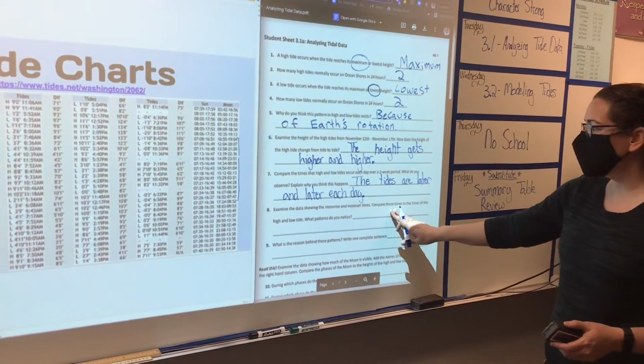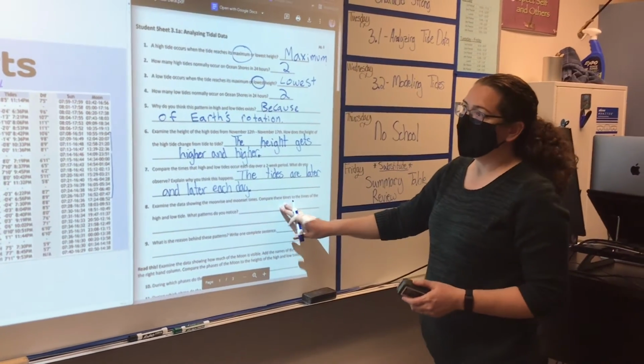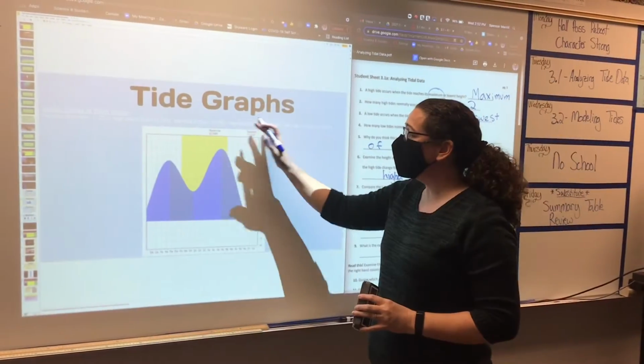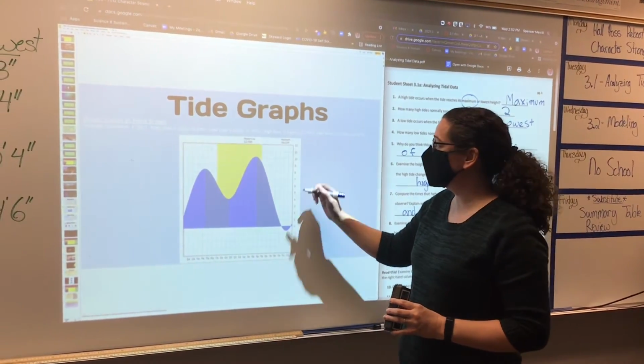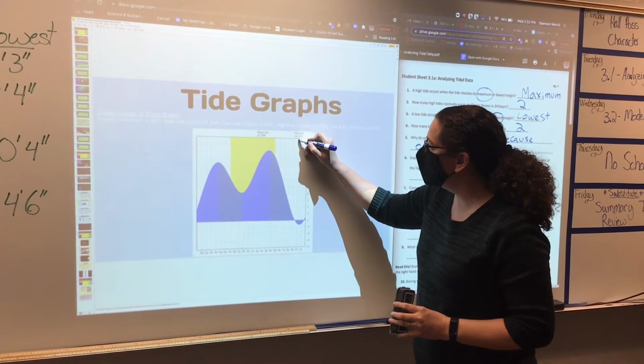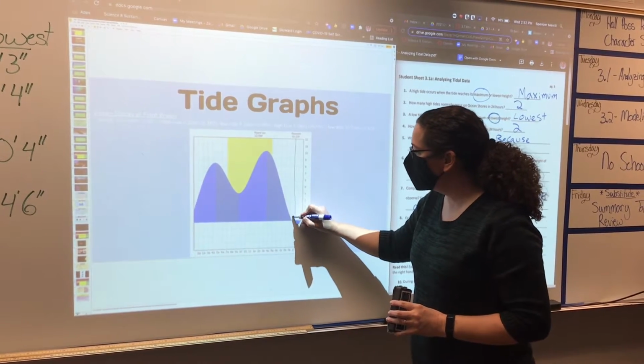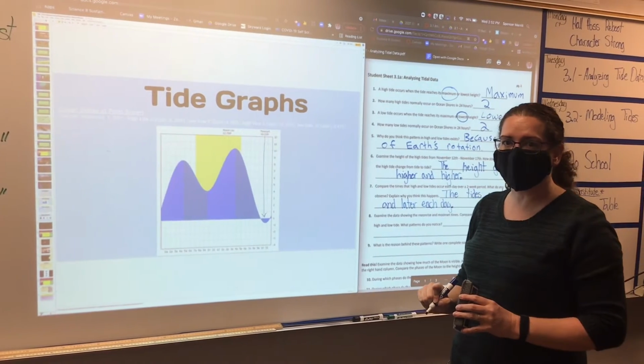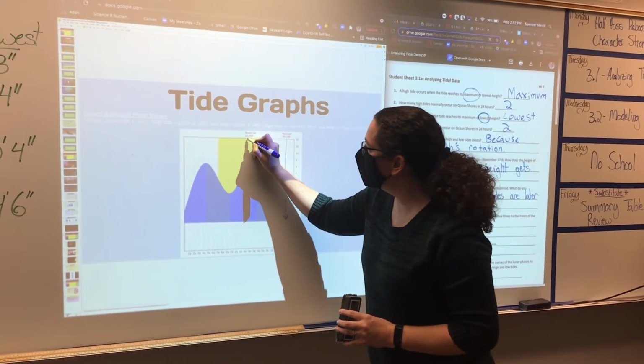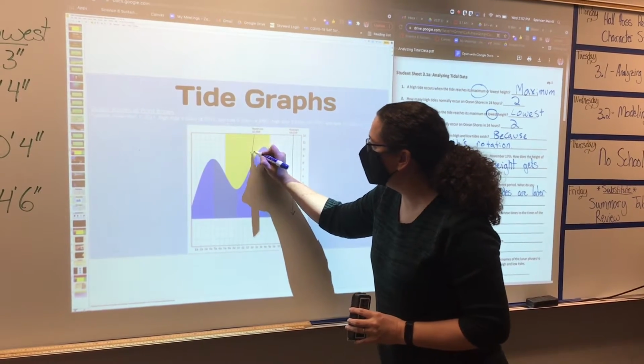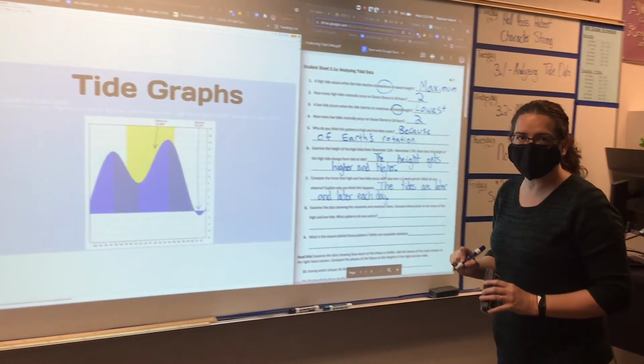So if I compare these to the high and low tides, if I look in close at the data and when it's graphed, so here's my moon set time. And notice that it correlates directly with a low tide. And here's my moon rise time, and it's just below a high tide.